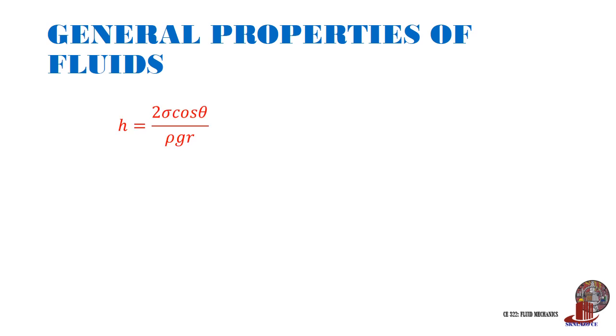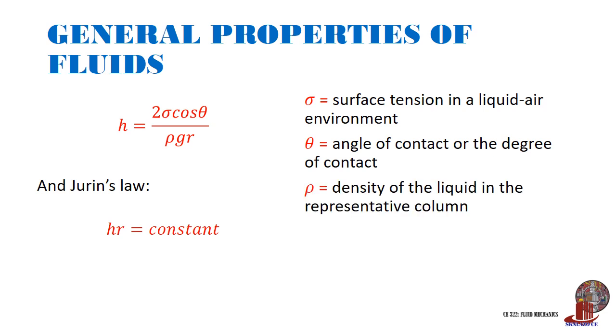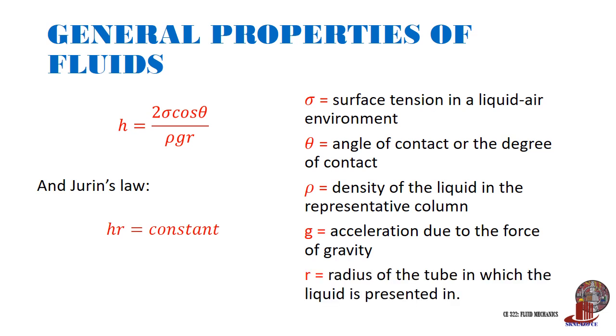The formula for our capillary action properties is given as H is equal to 2 sigma cosine theta all over rho GR. Another would be from Jurin's law stating that H times R should be constant. Sigma is given as the surface tension. Theta would be the angle of contact. Rho is mass density of the liquid. G would be the gravitational acceleration. And R would be the radius of the tube in the liquid.